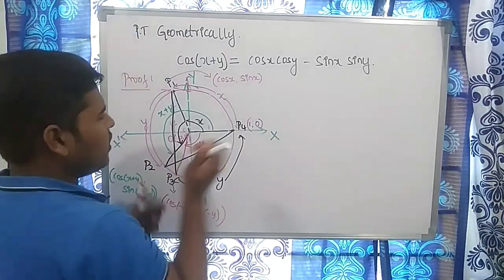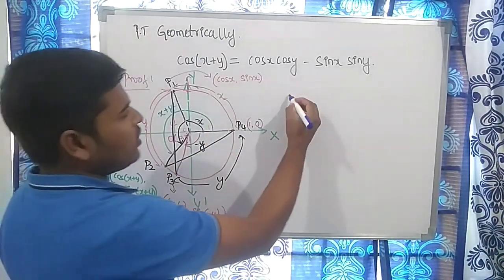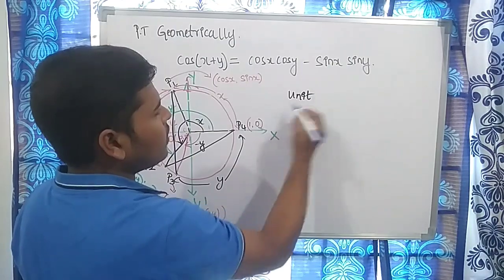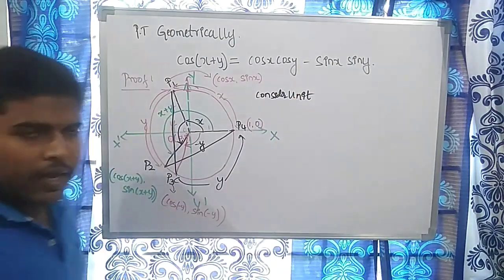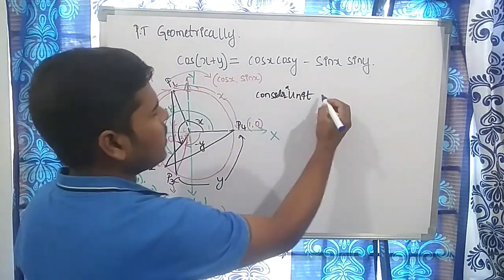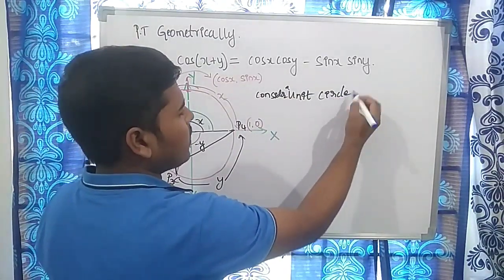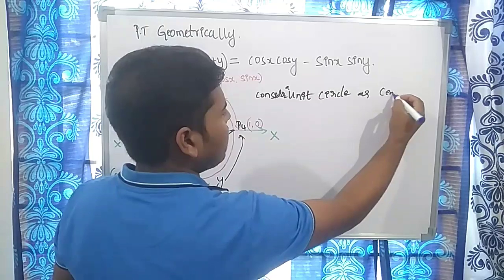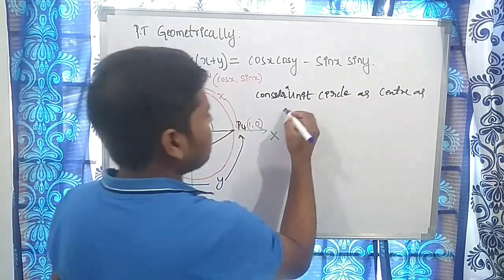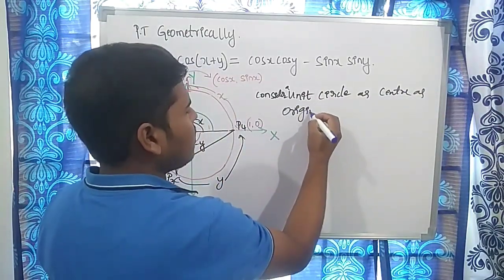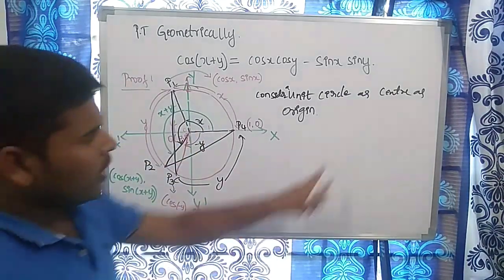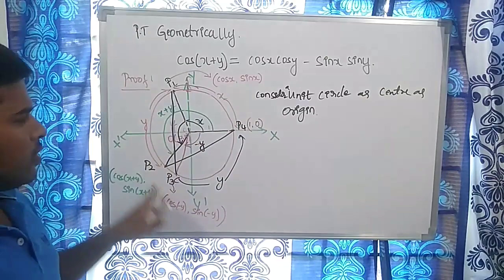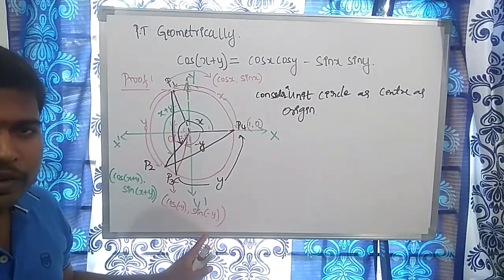First, take one unit circle. Consider a unit circle, with center as the origin. Because we take a unit circle, no need to mention the radius, it is understood that the radius is 1 unit. Yes, center as origin, we take a 1 unit circle.